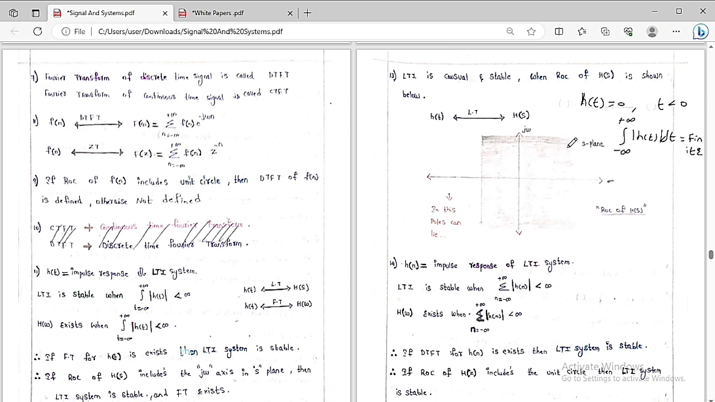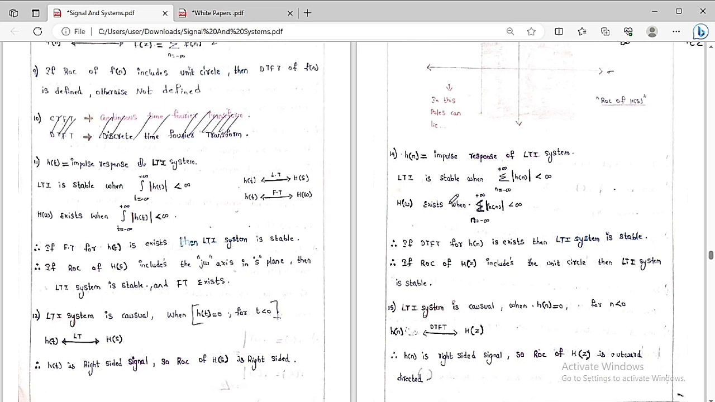So this is H of s. So this is the ROC of H of s. By seeing this ROC, what we can conclude is that the H of t signal is a right sided signal, because the ROC is right sided, which means H of t is equal to 0 for t less than 0, and as well as this ROC is going to include the imaginary axis. So the Fourier transform is going to exist. If the Fourier transform exists, the system is stable. Therefore we can say it is absolutely summable and absolutely integrable. So this is what we can say by seeing the ROC.